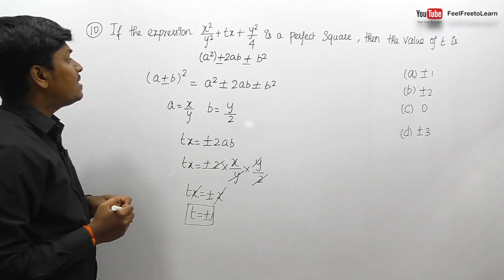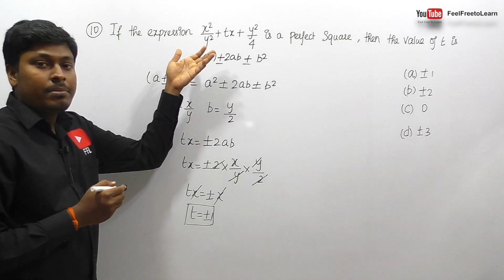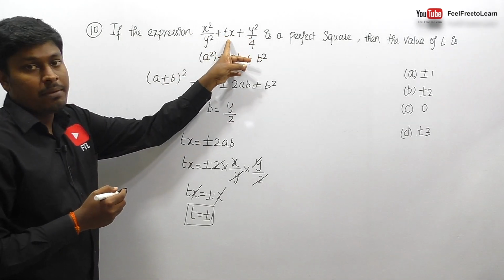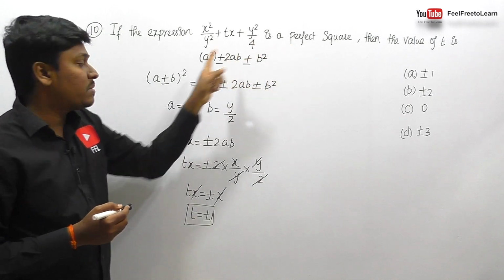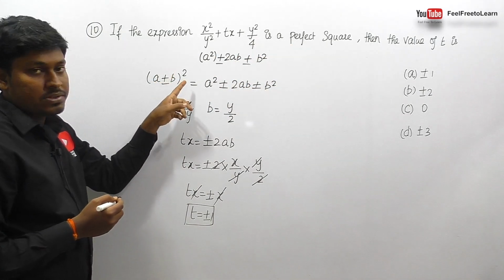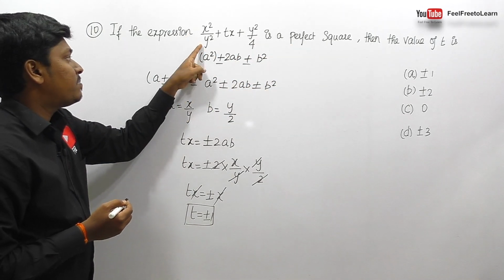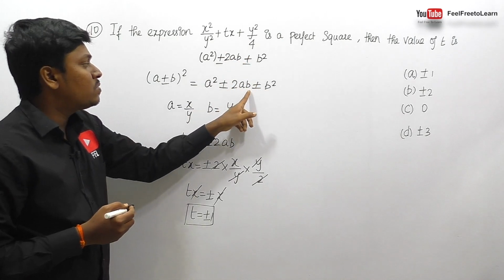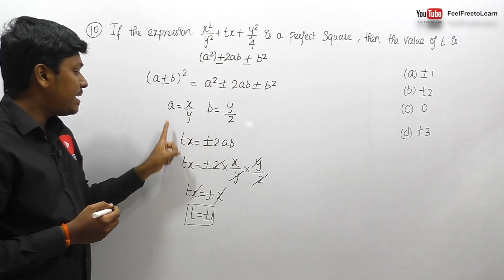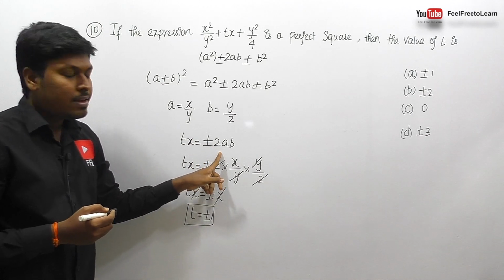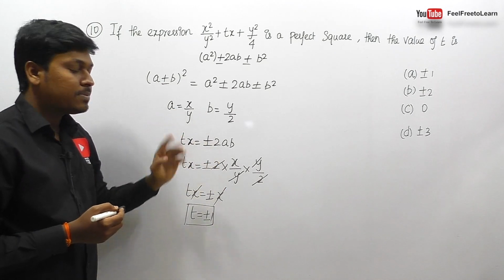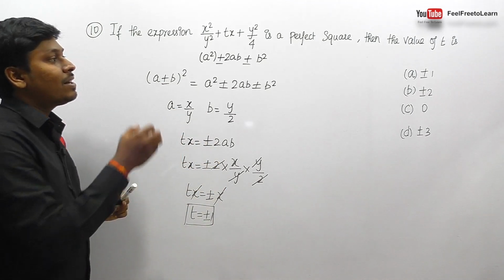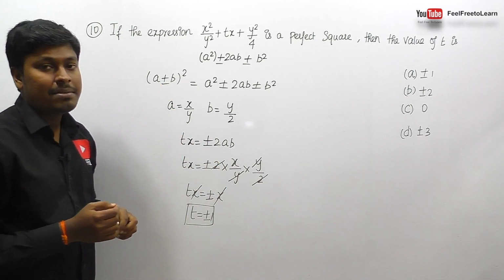So friends, remember that the expression looks like a format called a square plus b square plus 2ab, and we know that it's a perfect square, so we can say a plus or minus b the whole square, and the value of a will be x by y, and the value of b will be y by 2, and the value of plus or minus 2ab will be tx. So tx is equal to plus or minus 2ab, and we know the values of a and b, just substituting the values. So finally we got an answer for the value of t, that is plus or minus 1.